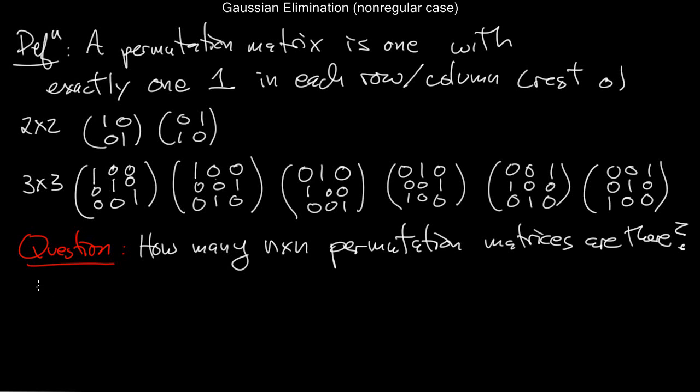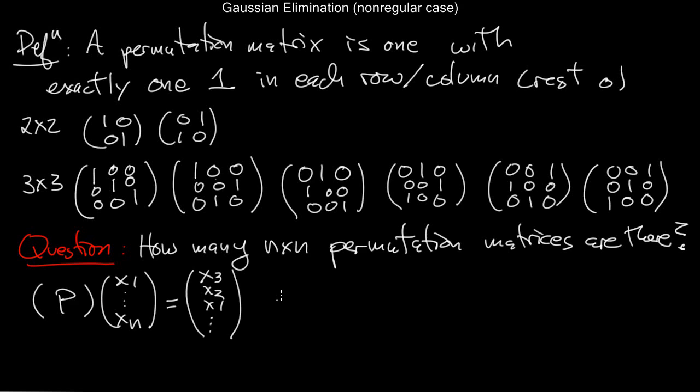In any event, the reason these are called permutation matrices is the following. If you take a permutation matrix and multiply it times a vector x1 through xn, what you get is a vector with the entries permuted around, maybe in a different order, say x3, x2, x1, and so forth. So it's the same entries, but they get permuted. Another way to say it is that a permutation matrix acts on these vectors by permutations.